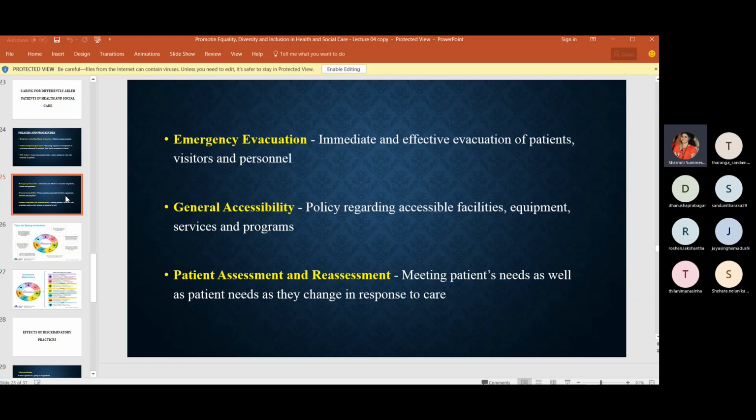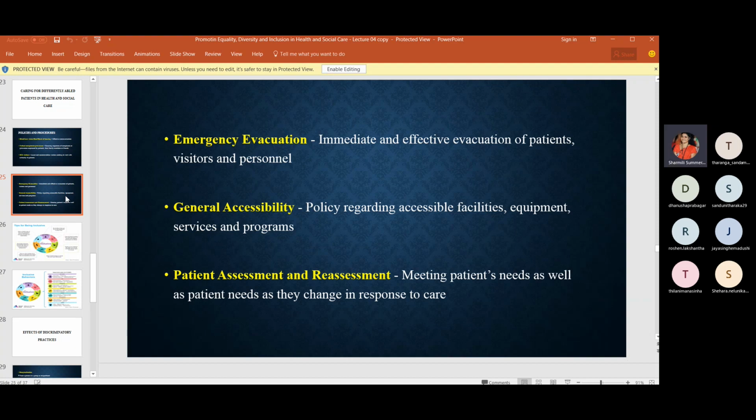If it is a deaf person, they can't hear any alarm sound, so we need to accompany them. If it is a blind person, they can't see anything. And if the person can't talk, although they can hear and see, they can't express themselves. In those situations, we first need to evacuate immediately and provide safety for the patients, visitors, and other personnel during the emergency situation.